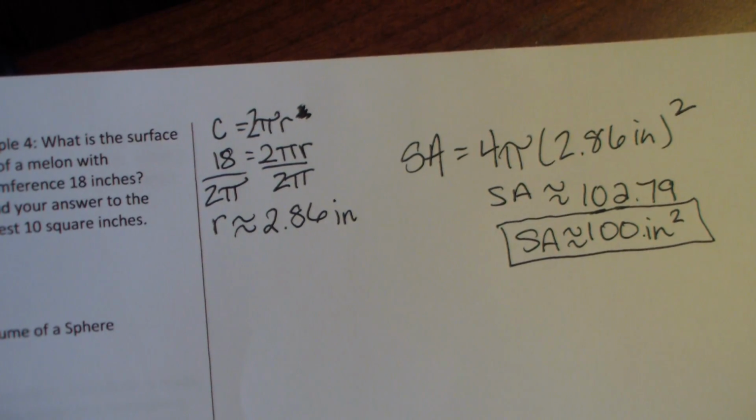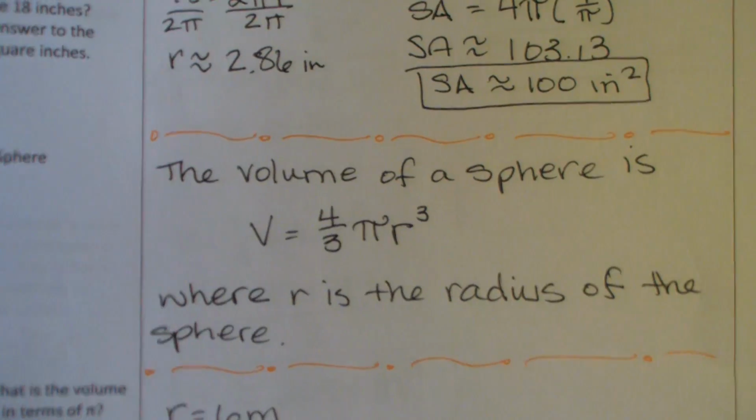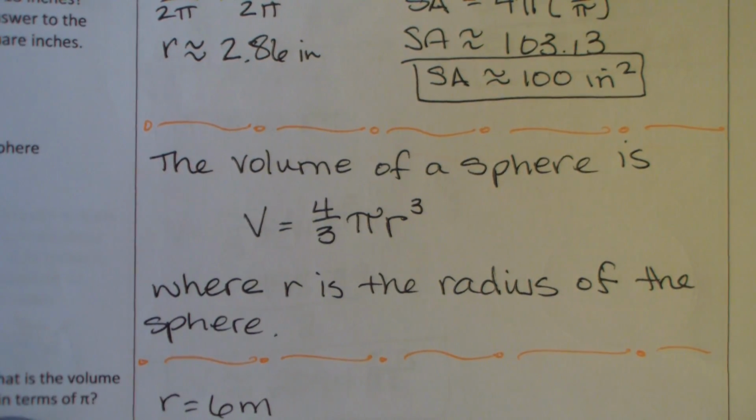All right, so this brings us to the volume of a sphere. Again, another pretty simple formula. The volume of a sphere is 4/3 pi r cubed, where r is the radius of the sphere.